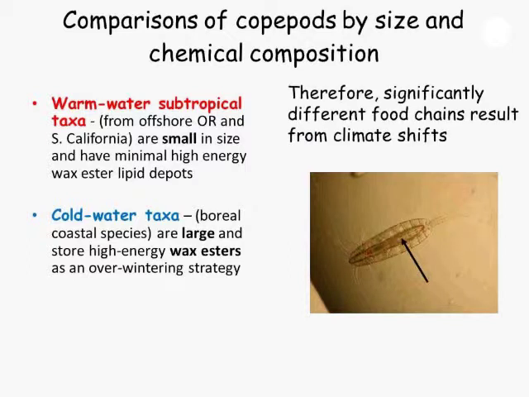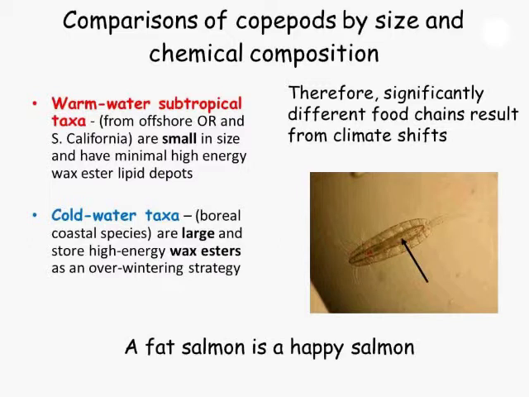Anyhow, you get very different food chains depending upon what the PDO is doing. This is why we watch the PDO so closely, because if it's going to be changing sign every 5 years, you're going to be changing the food chain as often as every 5 years. It's going to mess everything up, et cetera. And I see a fat salmon is a happy salmon. That's kind of what I have here.